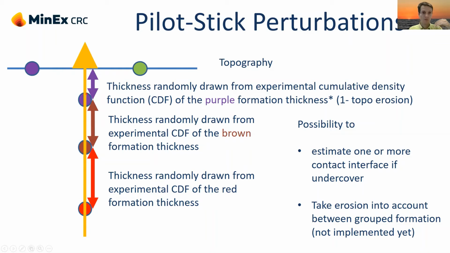Then we have some conditioning data at these fictive drill hole locations that we add as geological data to our geological modeling engine. With this method, we can also use some estimates of contact interfaces if we do not have information on basal contacts at the surface. And we can also take erosion into account between grouped formations.